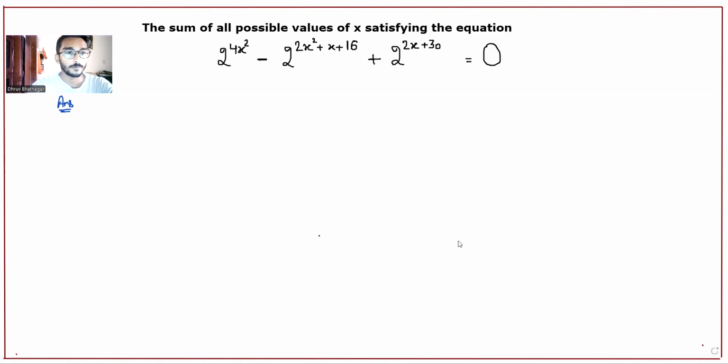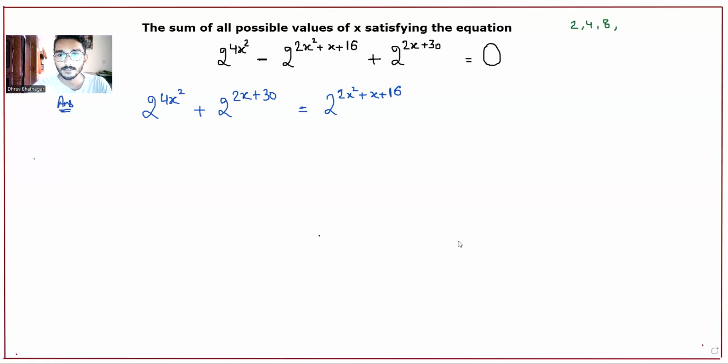And I'll show you two approaches. First approach is the observation that we can see here. Let's start the question. So we have 2 raised to the power 4x square plus 2 raised to the power 2x plus 30, and this is everything equal to 2 raised to the power 2x square plus x plus 16. Now, how is it possible that the powers of 2 are getting added and then it is equal to the third power?